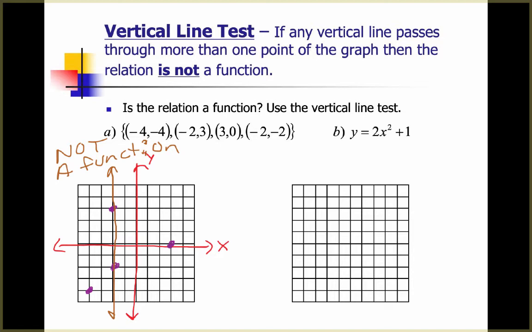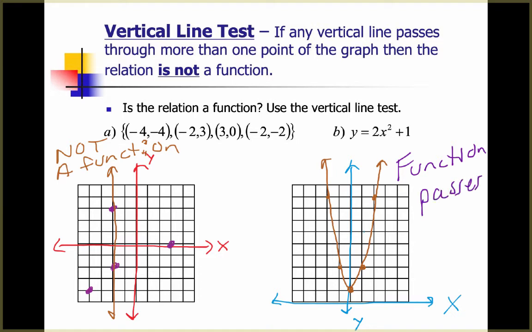The next graph we have is y equals 2x squared plus 1. And when you graph this, you can make a table of values. I know how it's graphed. Later on, we're going to learn how to use a table of values to do this. I am just going to graph it. Here is the graph of 2x squared plus 1. And if you do a vertical line test on it, you will see that a vertical line will only touch the graph in one part at a time. This is a function. It passes the vertical line test.